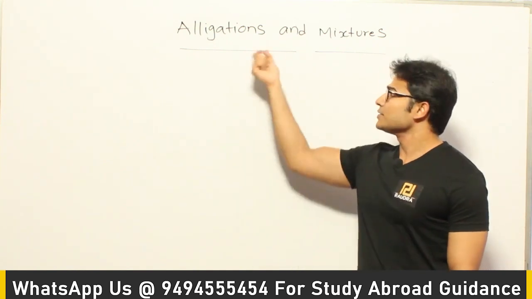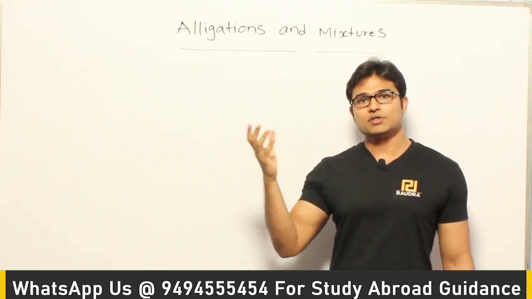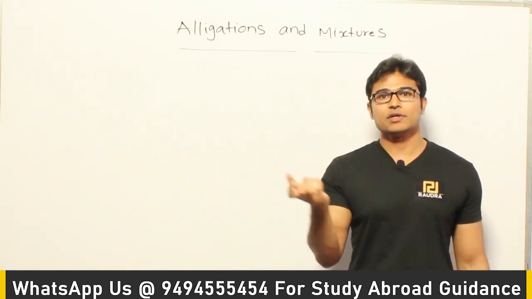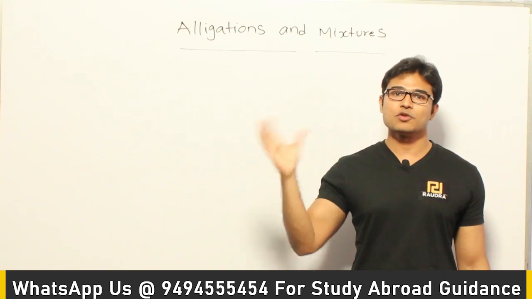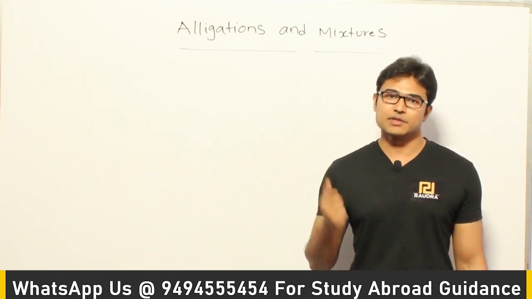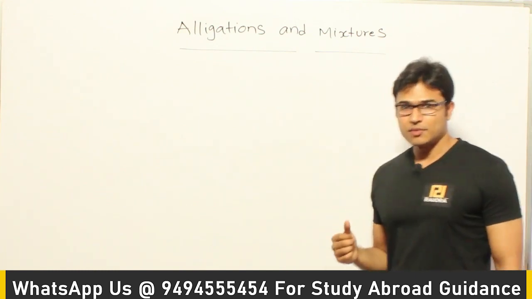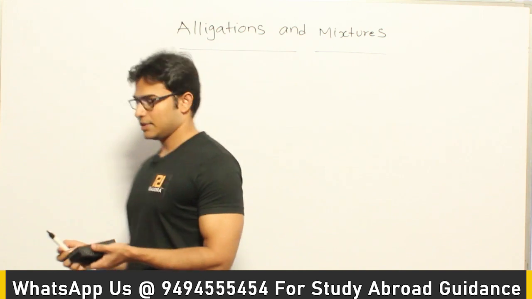And alligations deals with the quantities in which you have to mix these two items so that the final item is of a desired quantity. So alligations means dealing with the quantities of these mixtures. With examples it will be clear, so let me take a simple example and explain it to you.